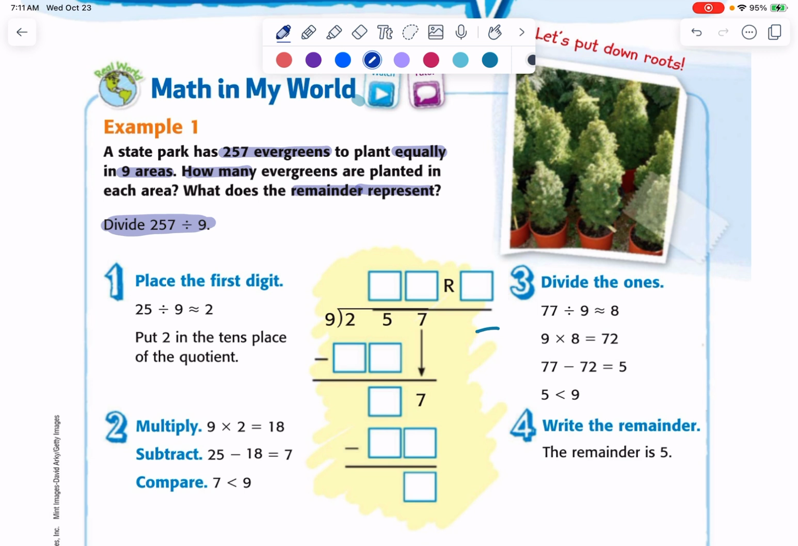They've set it up for us, made it nice and easy. I just want to point out that our pattern is we divide, then we multiply, subtract, bring down, and then we repeat that process, right? So first we divide. We think about how many groups of 9 can I make out of 2 things? None. So let's move on to 25.